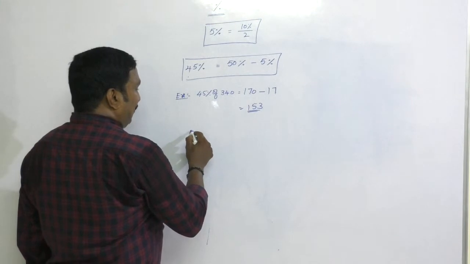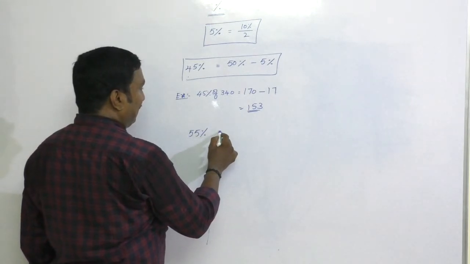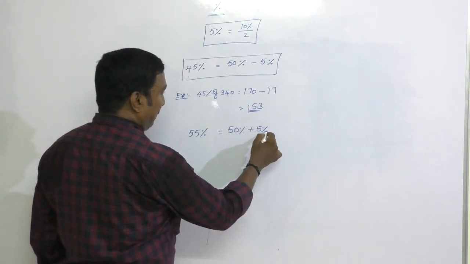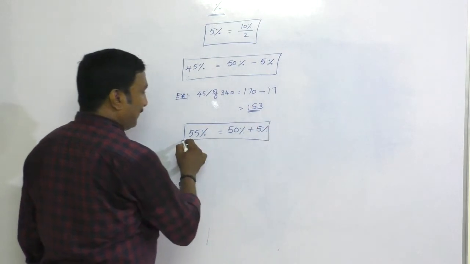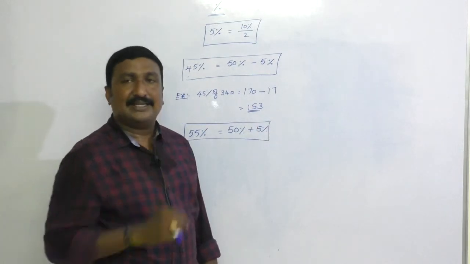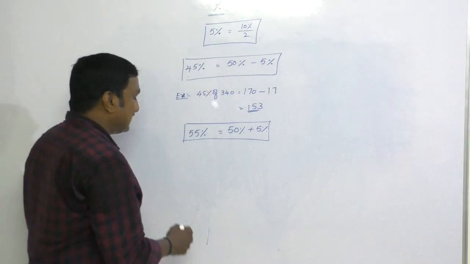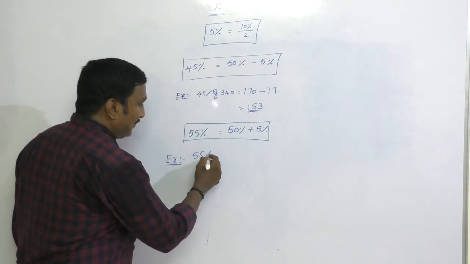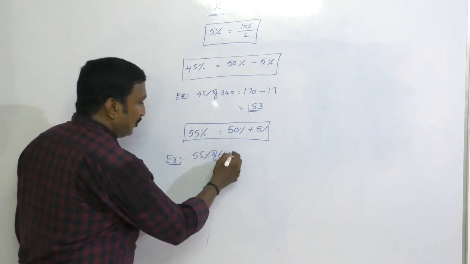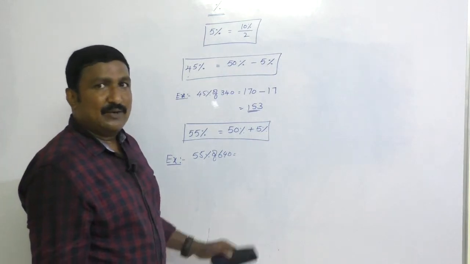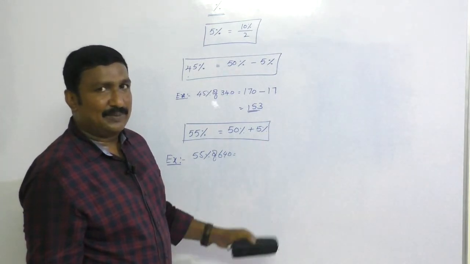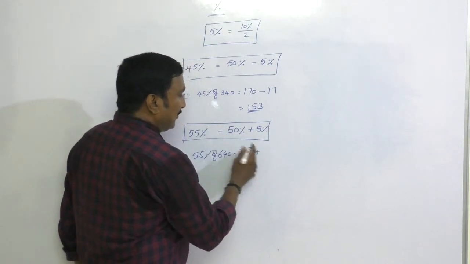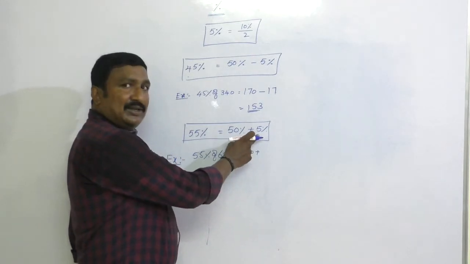Similarly, we can write 55%. 55% can be written as 50% plus 5%. This is 55%. Okay now friends, so 55% is nothing but 50% plus 5%. Example, we can say 55% of 640. So how to calculate 55% of 640 means first calculate 50%, then add the 5%. The 50% of 640 is equal to 320.